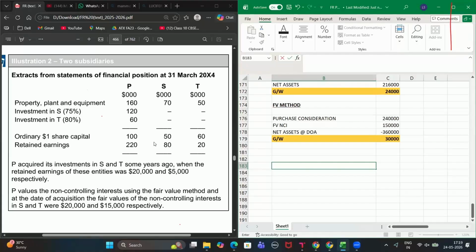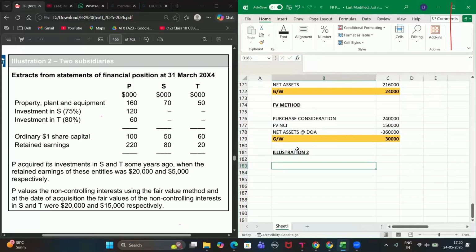Can you guys see this? Okay. So in the previous case, how many subsidiaries did we have? We only had one. But here we have two subsidiaries, right? So let's see how we will treat this. This is illustration two. We are company P, and our subsidiaries are S and T.